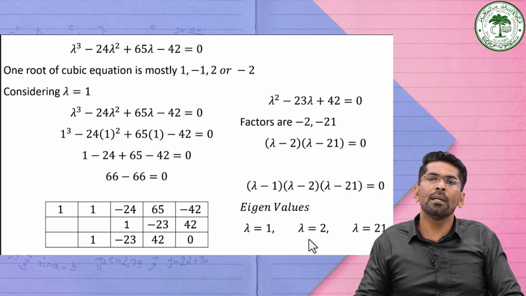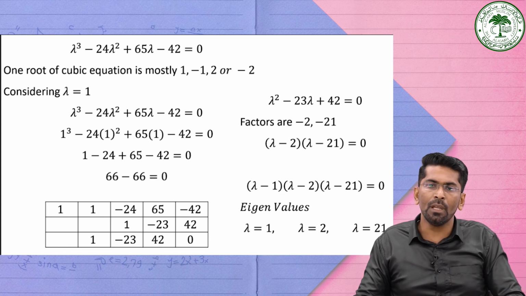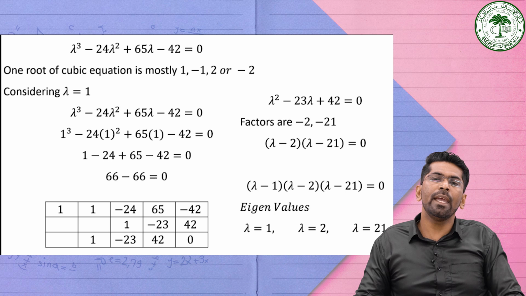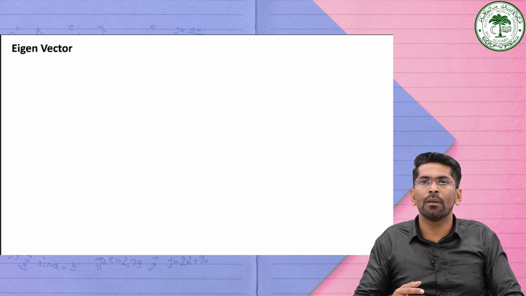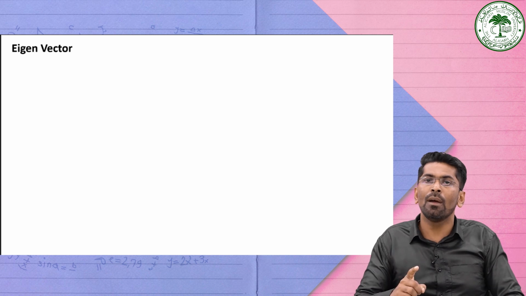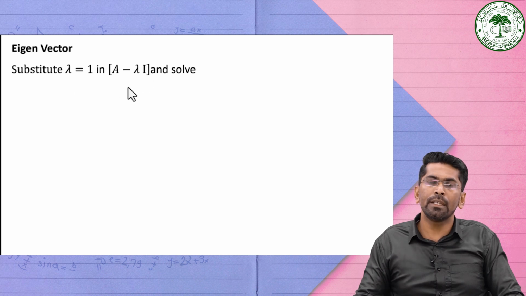So we have here three eigenvalues. Lambda is representing the eigenvalue. So the eigenvalues are 1, 2 and 21. Now, after finding the eigenvalues, our task is to find the eigenvector corresponding to lambda 1, 2 and 21. So here we are going to substitute the lambda in the characteristic equation.